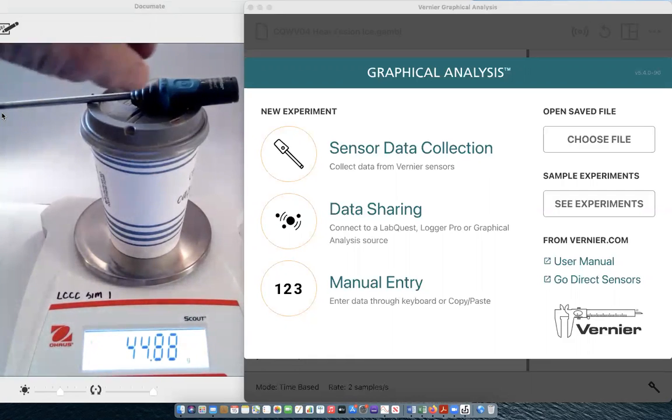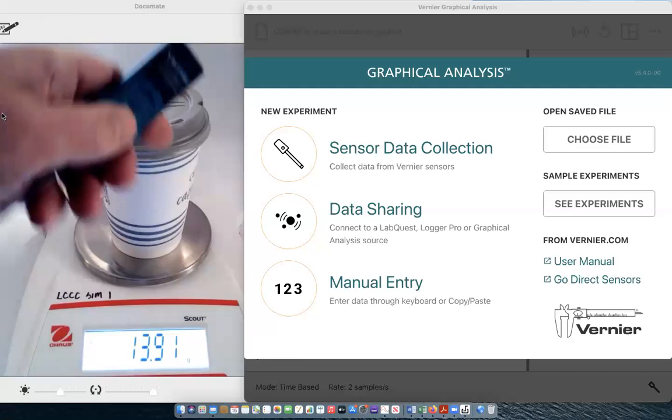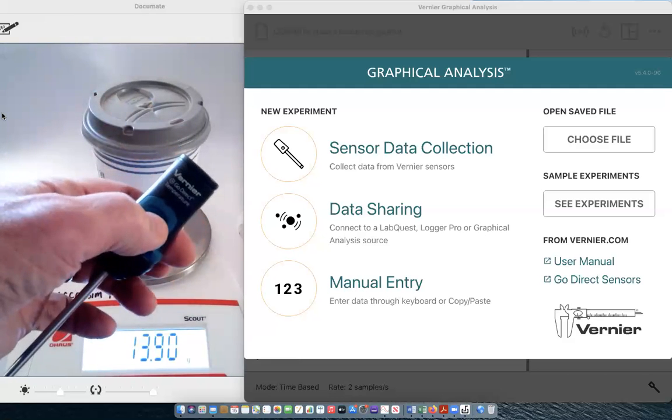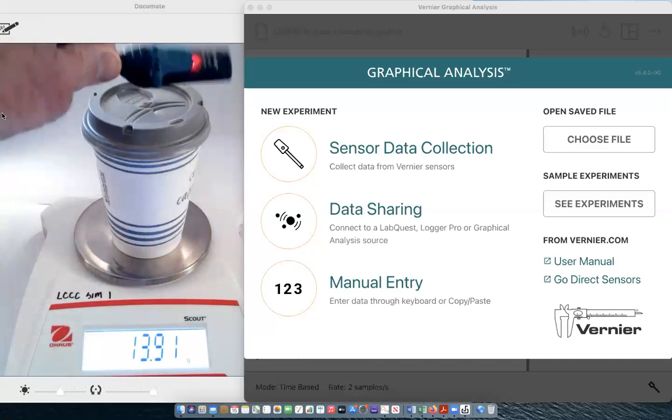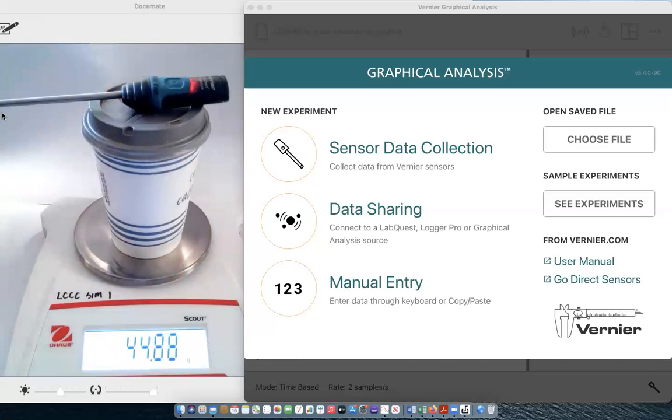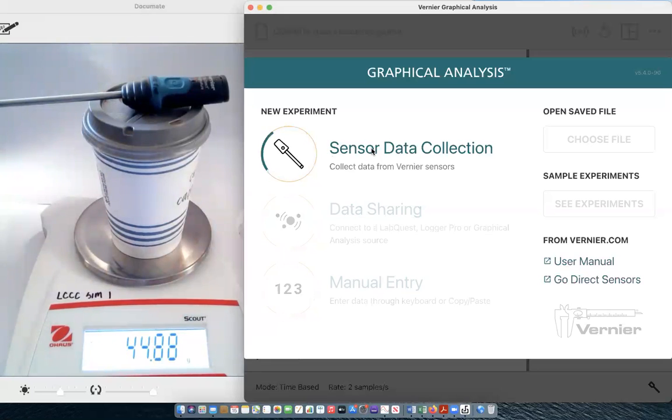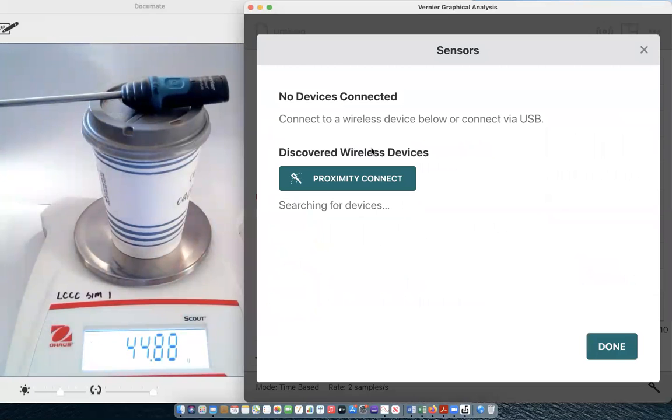We're going to have to turn on the temperature probe. If you press and hold the button here in the center, it'll start flashing. Now it is sending out a Bluetooth signal. If I come over here and do sensor data collection on my Graphical Analysis, it will try to see if it can find where that particular sensor is.